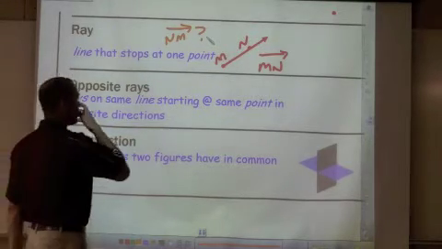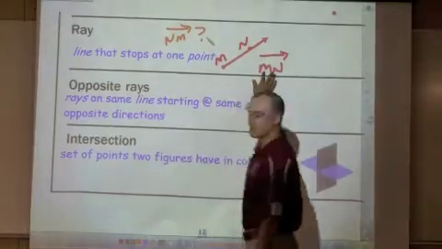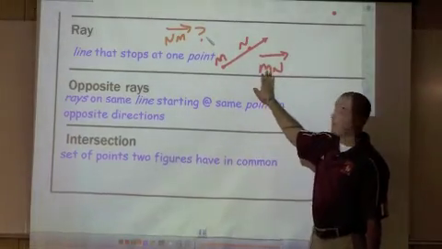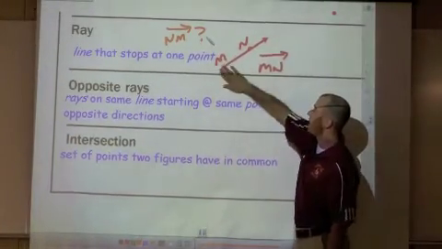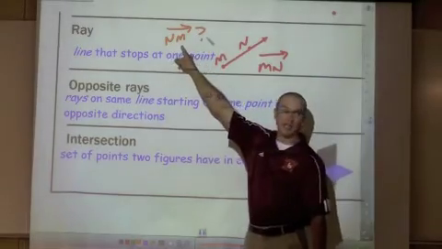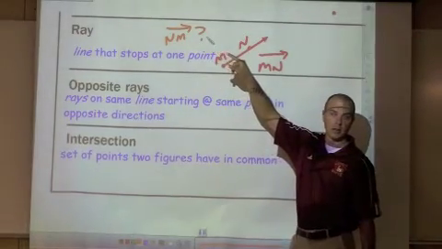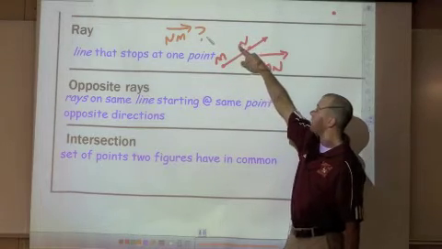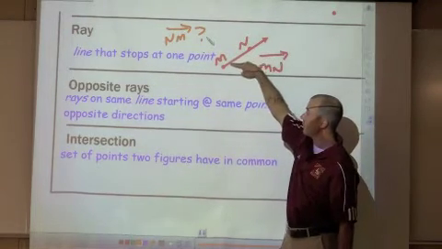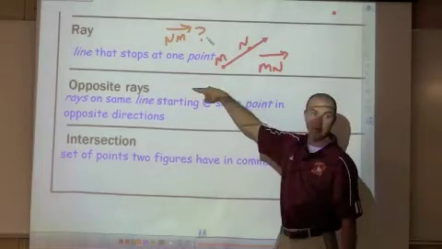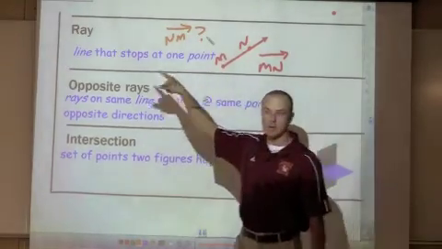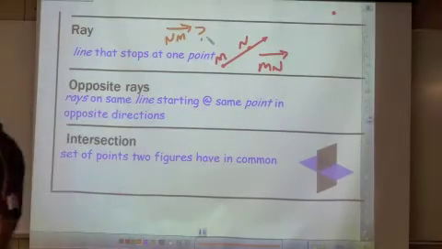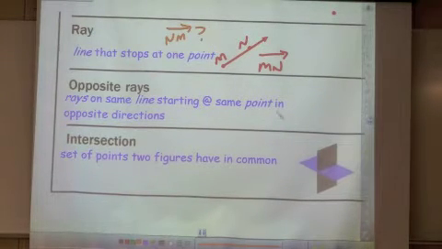It does matter with a ray because when you say MN, what letter am I starting with? M. I'm starting at M and I go on to N forever. Why wouldn't NM work? Yeah, if I started at N and I went in the direction of M, it would go on forever this direction, but it doesn't. It stops at M. So it's just one of those little nuances with rays that we got to think about.